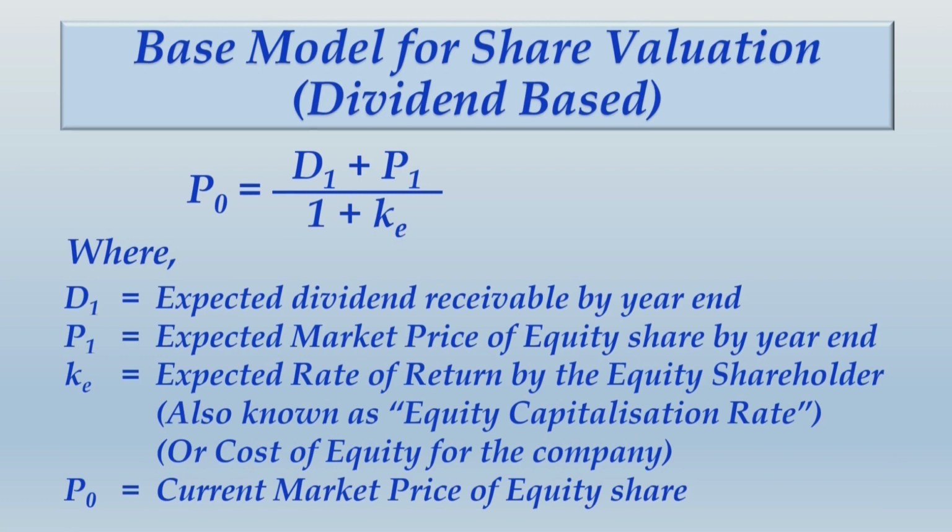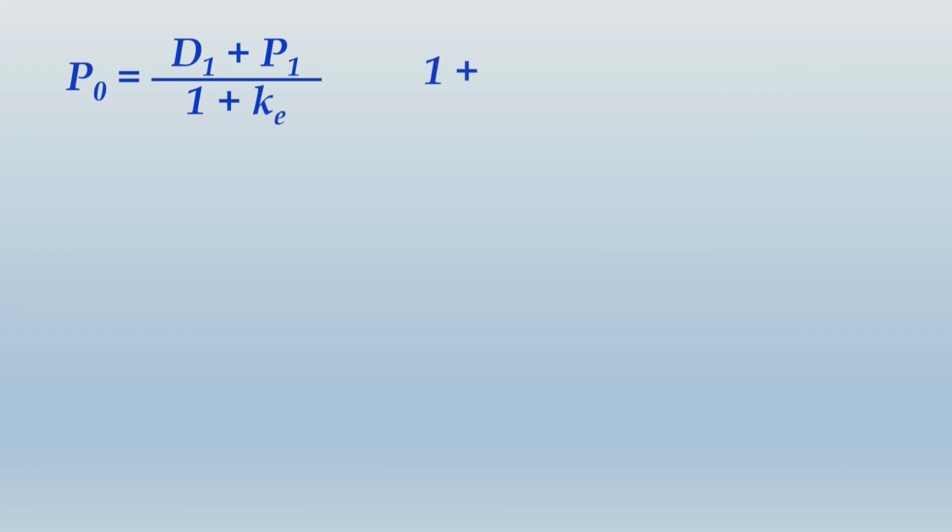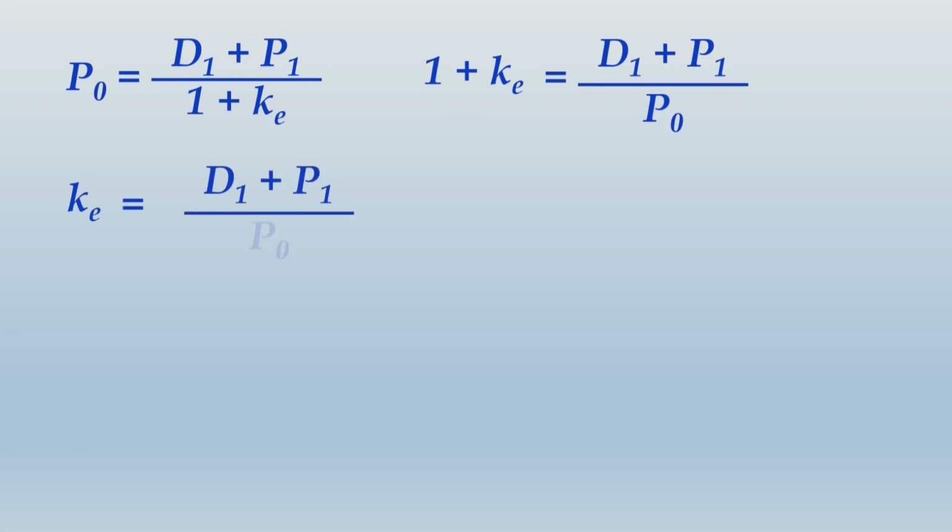Alright, you would have finished writing all this. Let us move ahead, and now we rewrite the same formula P0 equals to D1 plus P1 upon 1 plus KE. By cross multiplication, what you would get is 1 plus KE equals to D1 plus P1 upon P0. Now, the value of KE would be obtained by subtracting 1 from the entire term in the right hand side. So D1 plus P1 upon P0, from that if you subtract 1, you will be getting the value of KE.